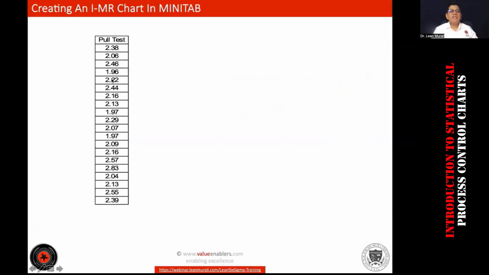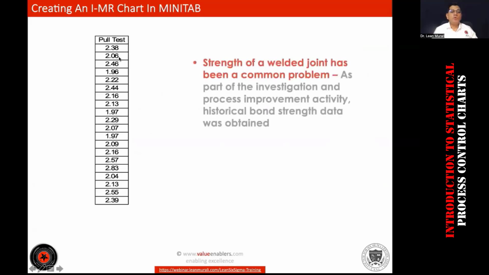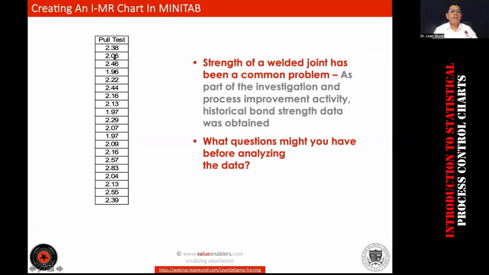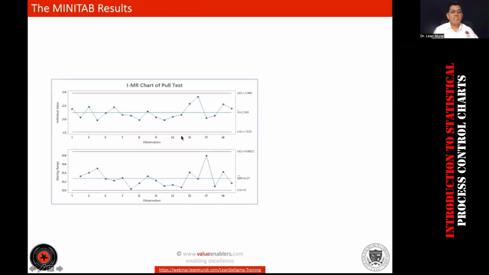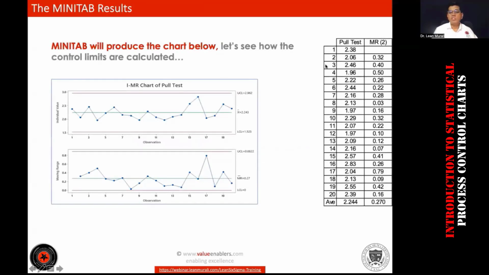That's all. See, for example, the pull test data. 2.38, 2.06. The difference between 2.38 and 2.06 is 0.32. Okay, 0.32 is the difference. Similarly, the difference between these 2 is 0.3. Okay, and so on and so forth. So this is the individual value. Let's see how this is plotted.